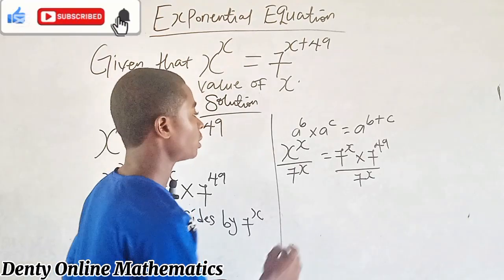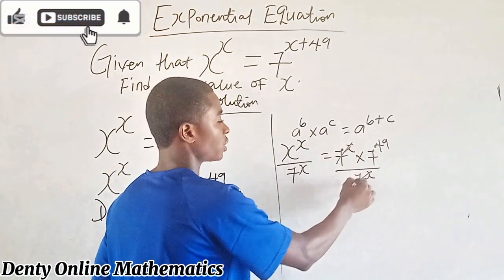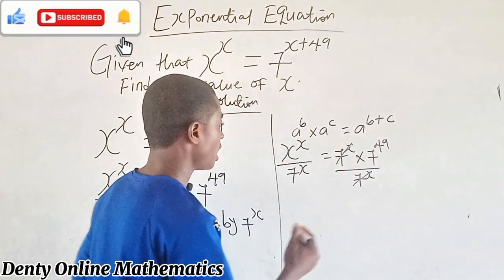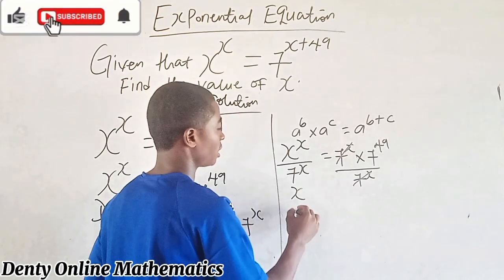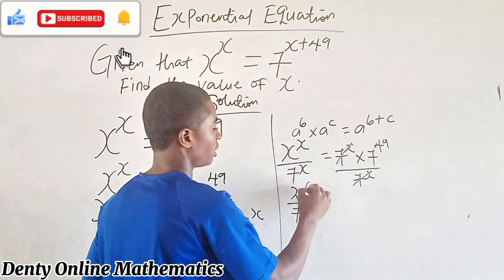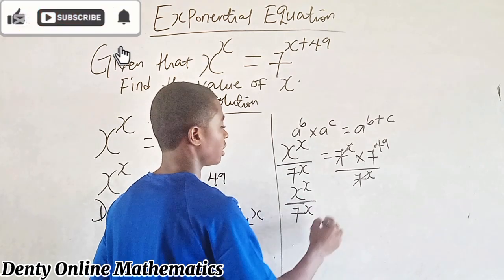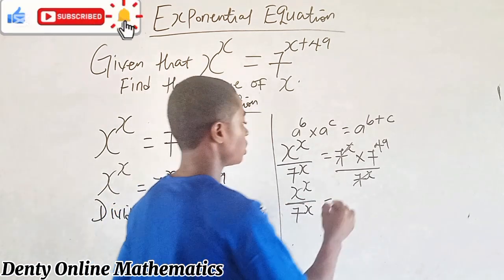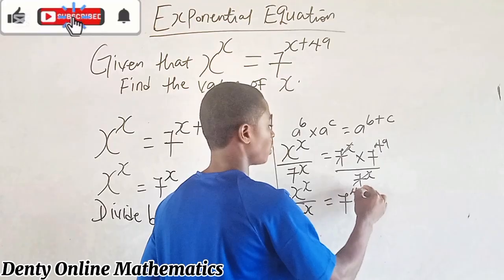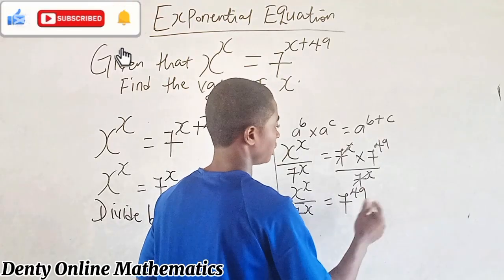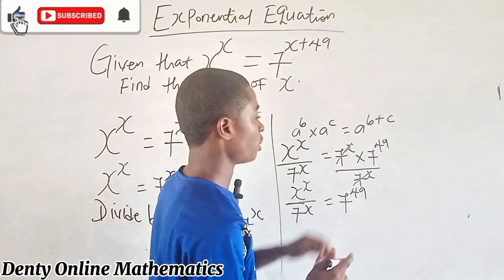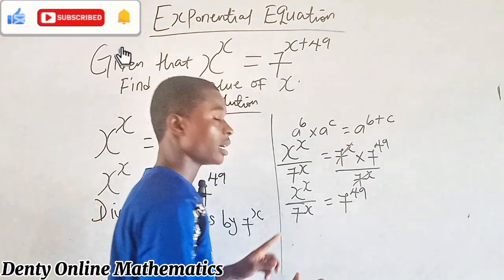You get? So now 7 raised to the power of x will cancel out 7 raised to the power of x. I'm left with x raised to the power of x divided by 7 raised to the power of x to be equal to 7 raised to the power of 49. Yes, 7 raised to the power of 49, because this is already out.